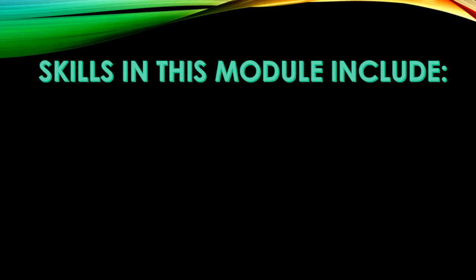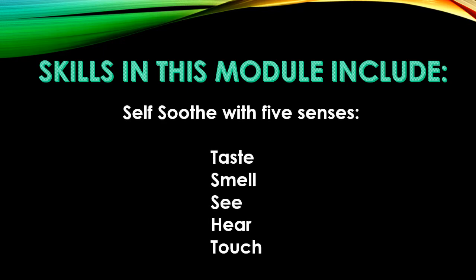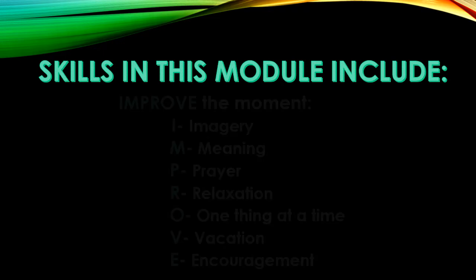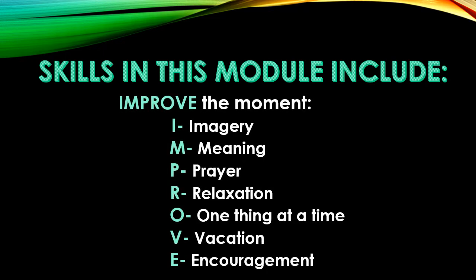Other skills in this module include self-soothing with our five senses: taste, smell, see, hear, and touch. Another set of skills in this module includes improve the moment. With each skill starting with a letter in the word improve, we have I for imagery, M for meaning, P for prayer, R for relaxation, O for one thing at a time, V for vacation, and E for encouragement.